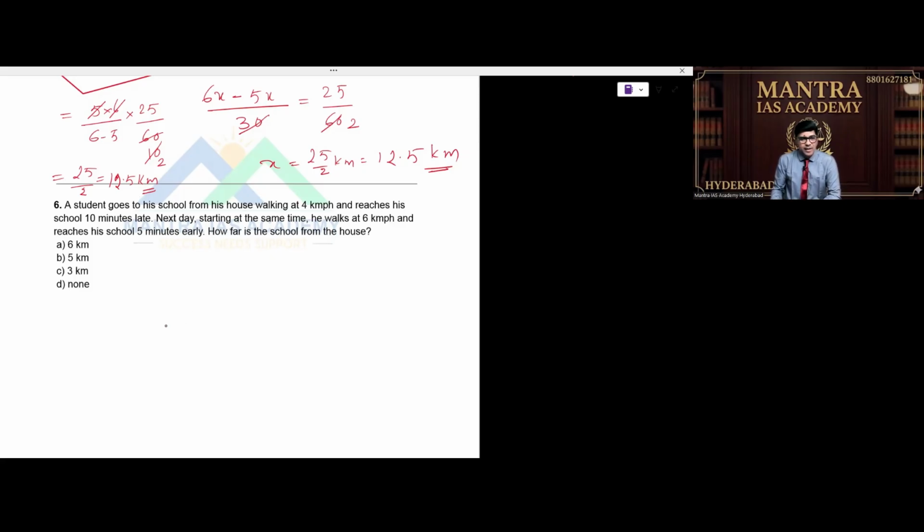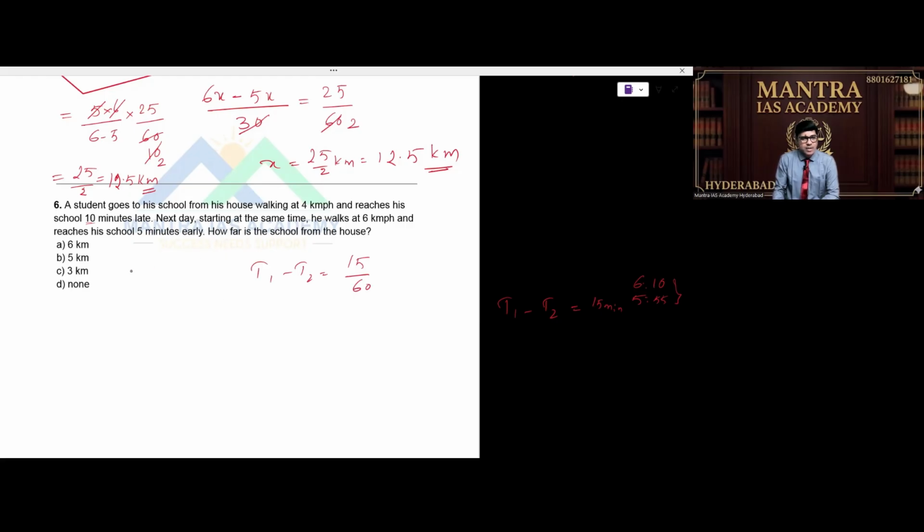General method you can apply there, because this is the T1 minus T2 method only. First time is 10 minutes late. I told you to come to the institute, you reach by 6 o'clock, but now you came 10 minutes late, 6:10. Next time 5 minutes early implies instead of 6 o'clock, he just reaches by 5:55. So the gap is what, beta? Exactly 15 minutes. So T1 minus T2 is equal to 15 by 60.